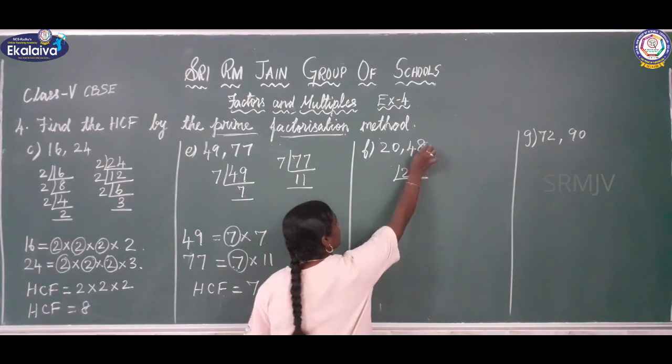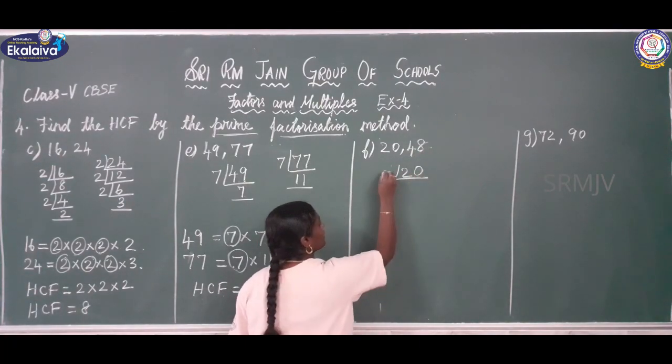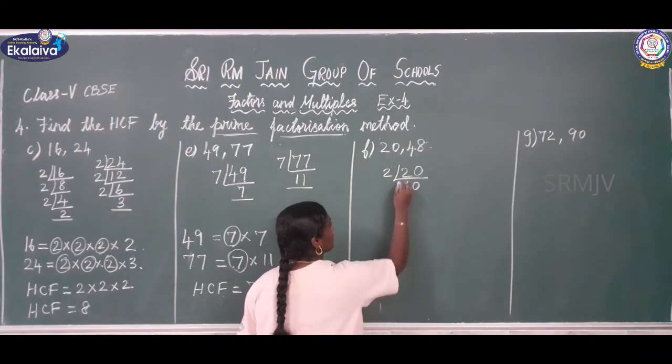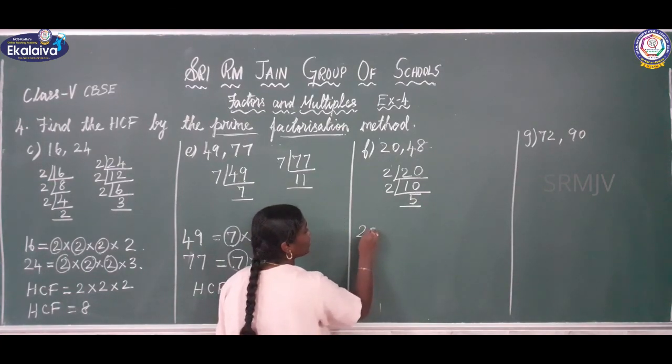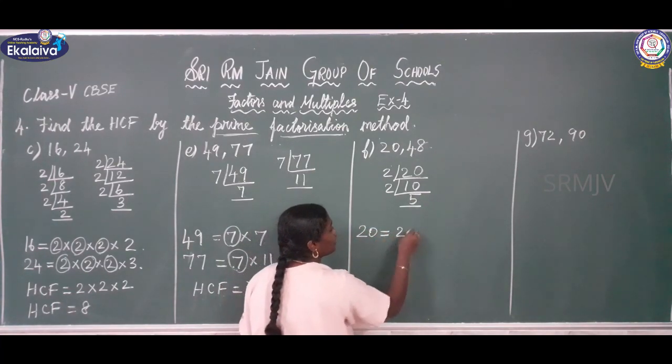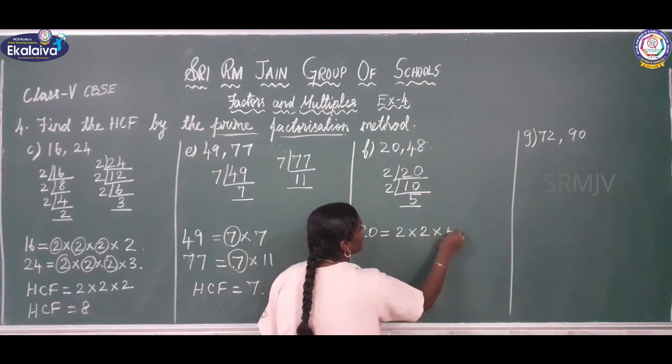Prime factorization of 20. Here it is divisible by 2, 10. Again it is divisible by 2, 5. 5 is a prime number, so we have to stop here. Prime factorization of 20 is 2 into 2 into 5.